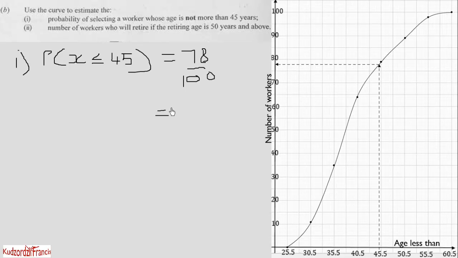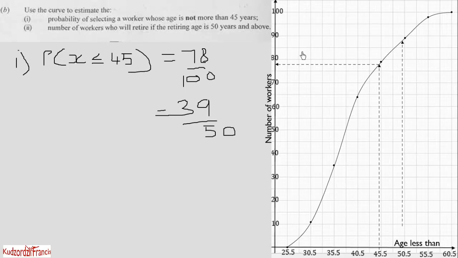Or 39 over 50. 39 over 50. Then the second one: the number of workers who will retire if the retiring age is 50 years and above. So we're saying that each of them is 0.5, so 50 will also be right here.